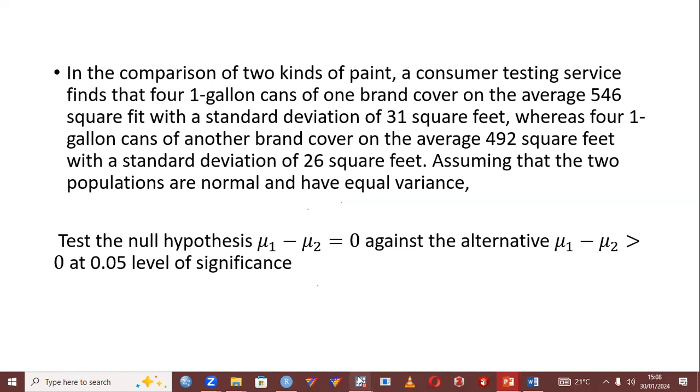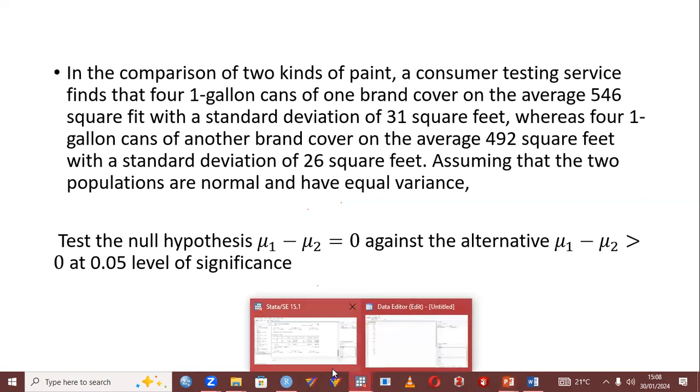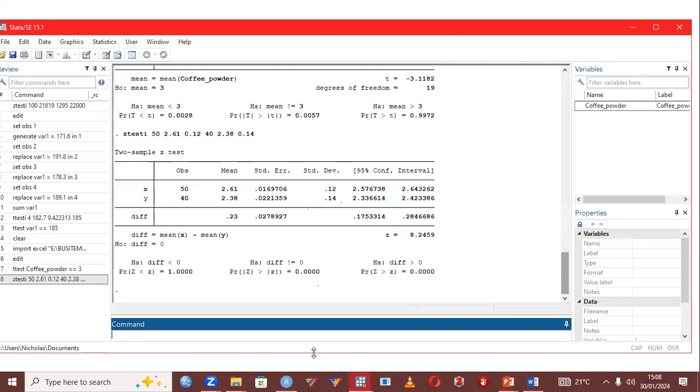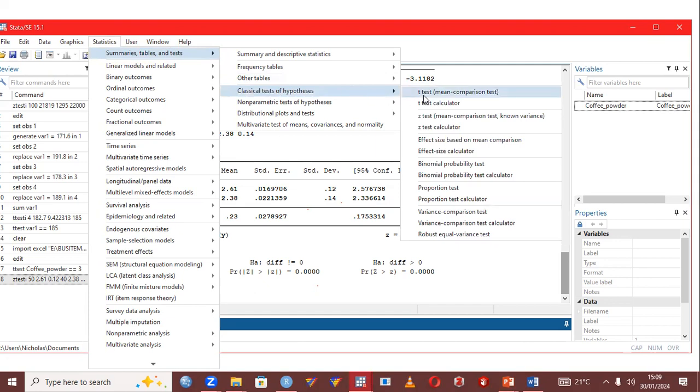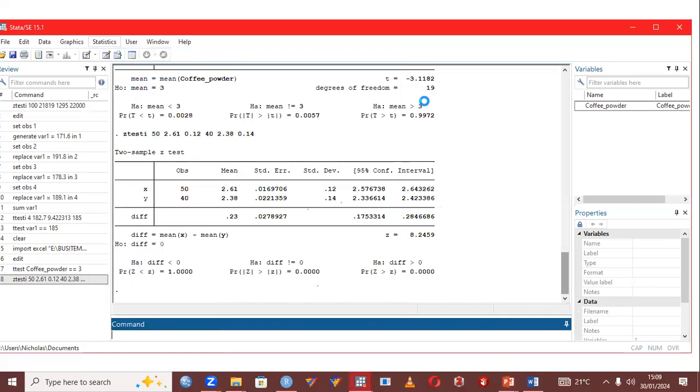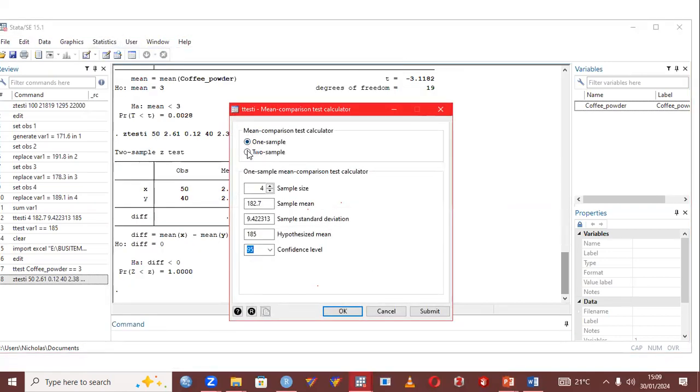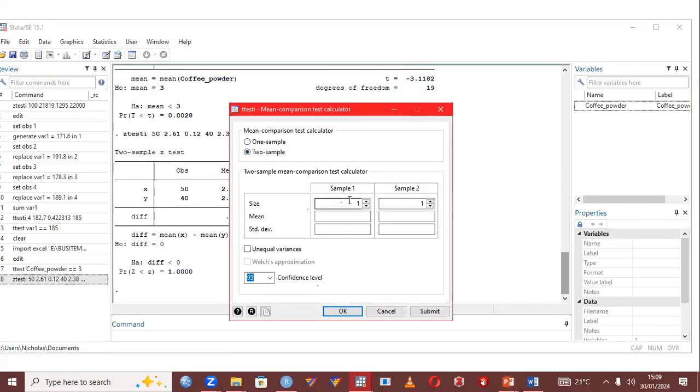Then of course, when you come to STATA to do the same thing, you need to go to statistics. You go to summary tables and tests. Then you go to classical test for hypothesis. Then now we're looking at a t-test calculator, but we want the two-sample one. So choose the two-sample. Then you put for sample size 1, which is 4, and sample size 2, which is also 4.